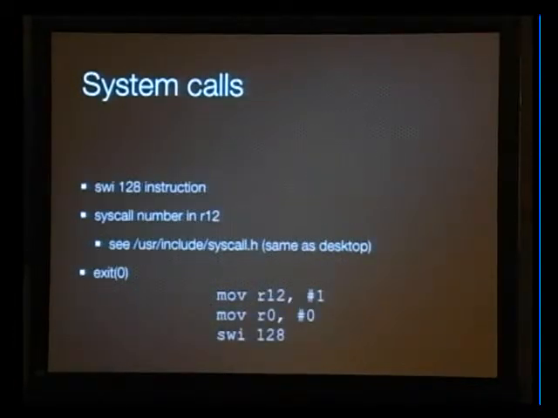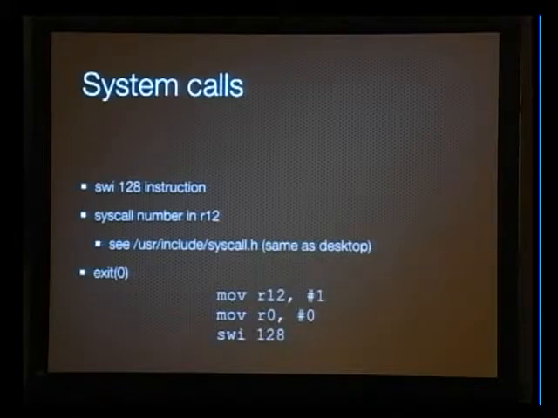What about system calls? Well, there's this SWI128 instruction, and that's what you call when you want to do a system call. You put the call number in R12, and then just like function calls, any arguments to the system call go in the low registers or the stack. So those 3 instructions are the equivalent of calling exit 0. So exit is, the syscall is 1, exit of 0, so the first argument goes in R0, and then you call SWI128.